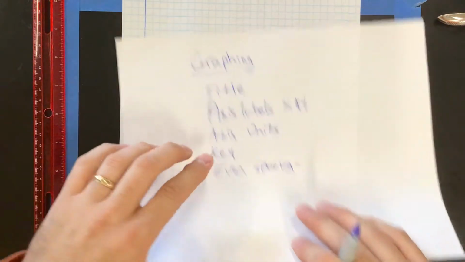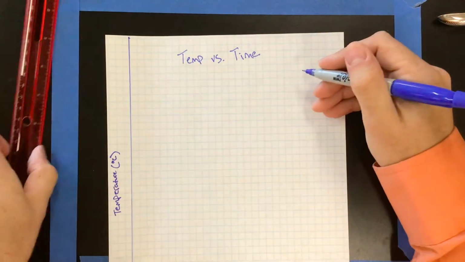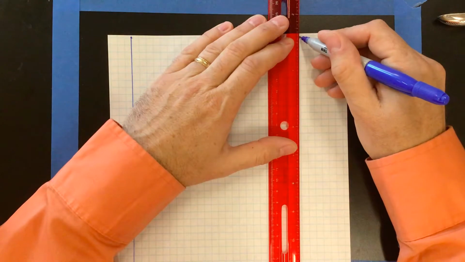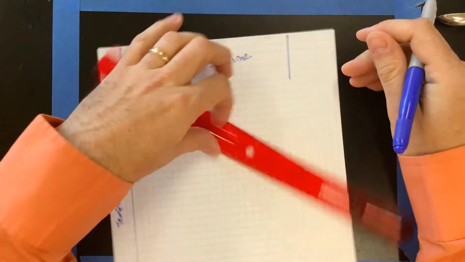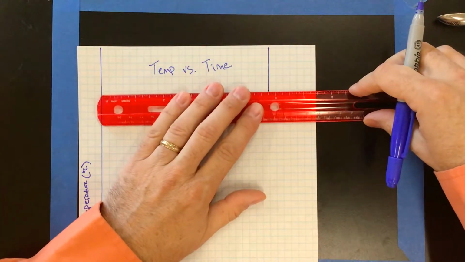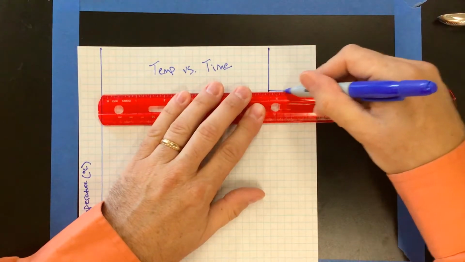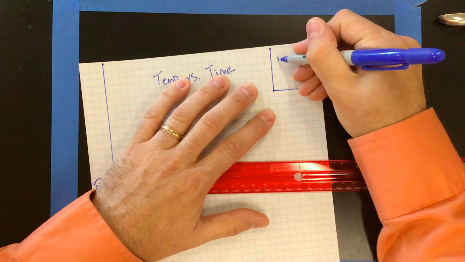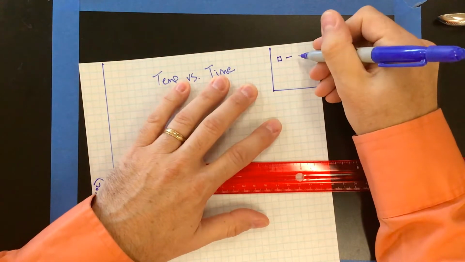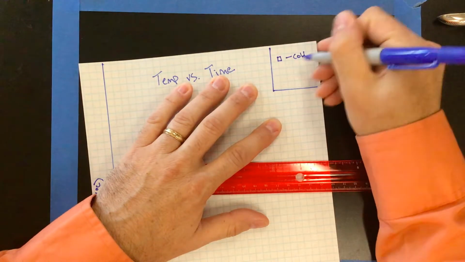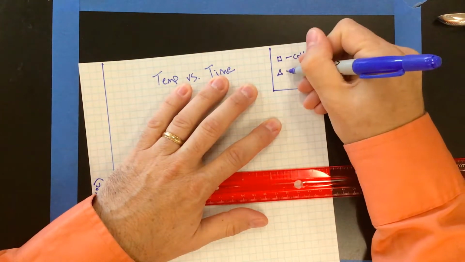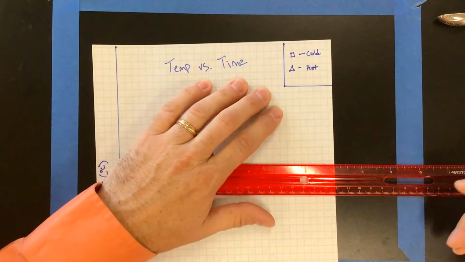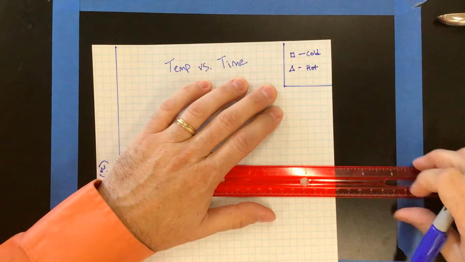Next, we need some sort of key. So over here, no data is going to be in this section, we could easily put in some sort of key that we need. And then for that key, let's say that if we have squares, that's going to be our cold cup. And if we have triangles, that's going to be the hot cup. We could also do that to show with different colors, for different color lines.